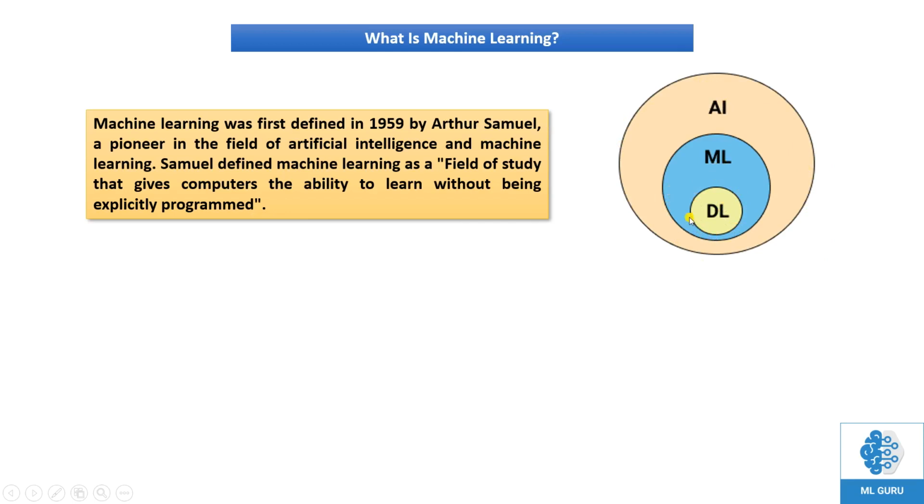Many people confuse themselves with machine learning and deep learning as two separate things, but the truth is deep learning is actually a subset of machine learning, and in further lectures we will see what deep learning is too.